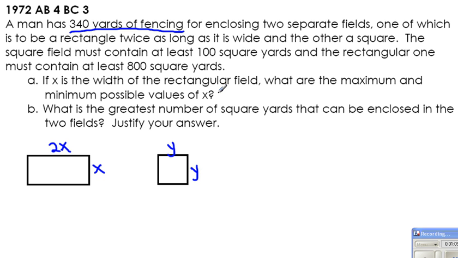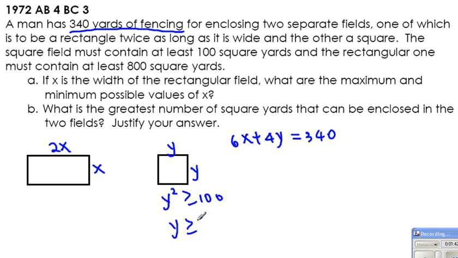So now, looking at the first part, we realize the total perimeter becomes 6x plus 4y, which must be equal to 340. Then the square field must contain at least 100 square yards. So y squared has to be greater than or equal to 100, which allows us to say that y must be greater than or equal to 10.